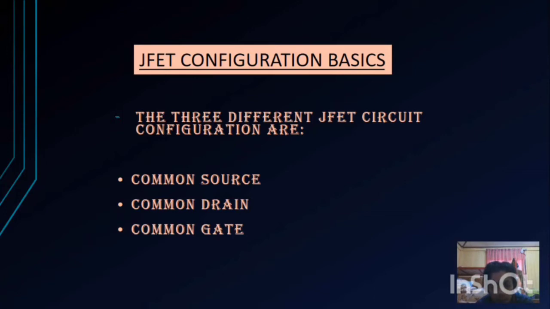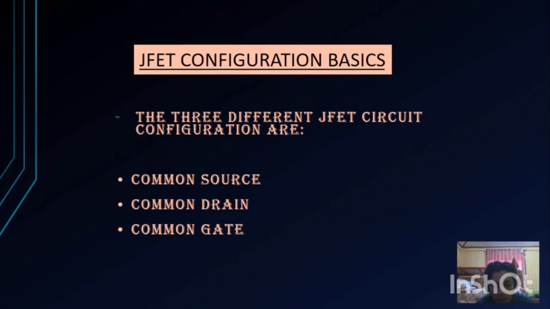Second is the common drain. Common drain, also known as the source follower because the source voltage follows that of the gate, offers a high input impedance and a low output impedance. It is widely used as a buffer. The voltage gain is unity. Although current gain is high, the input and output signals are in phase.